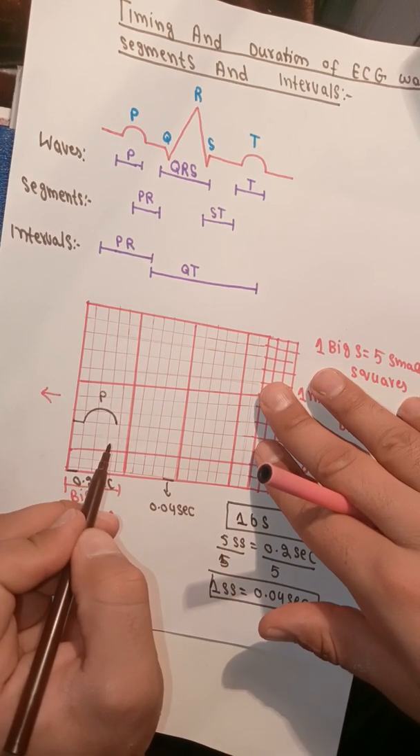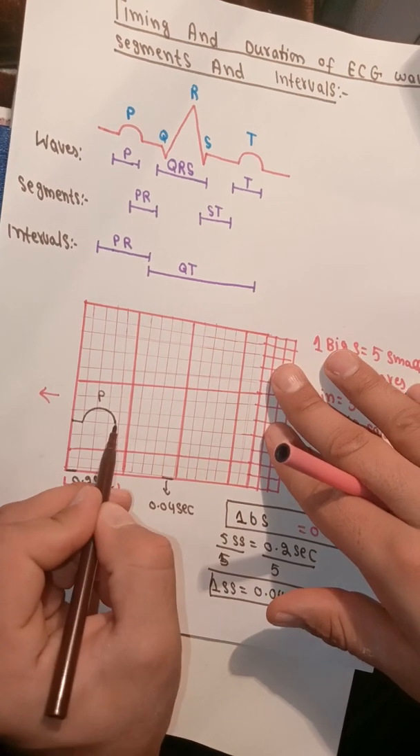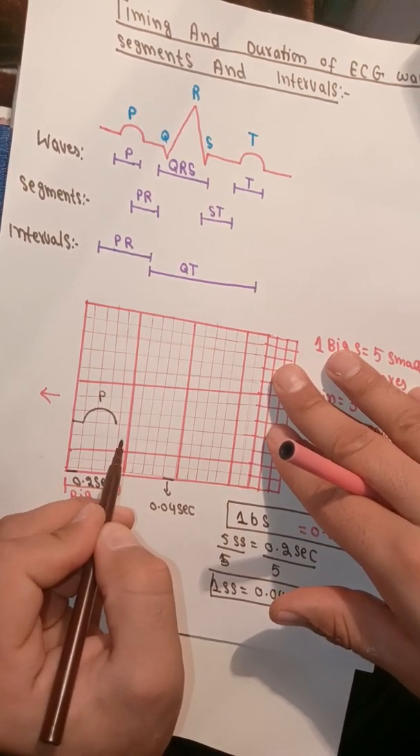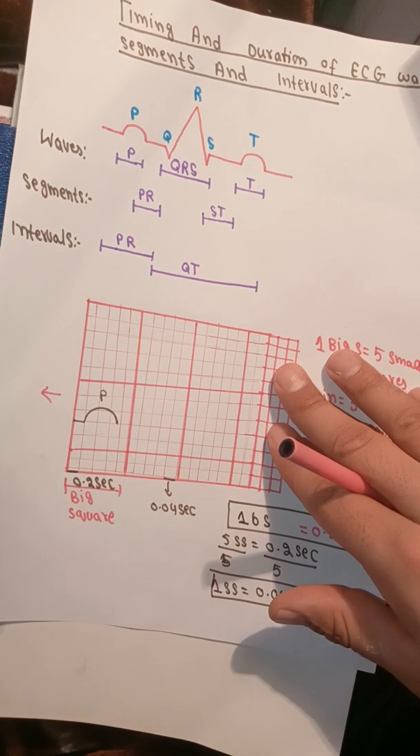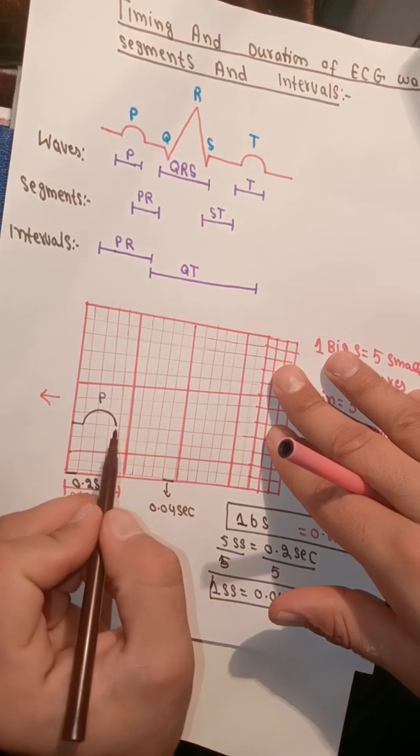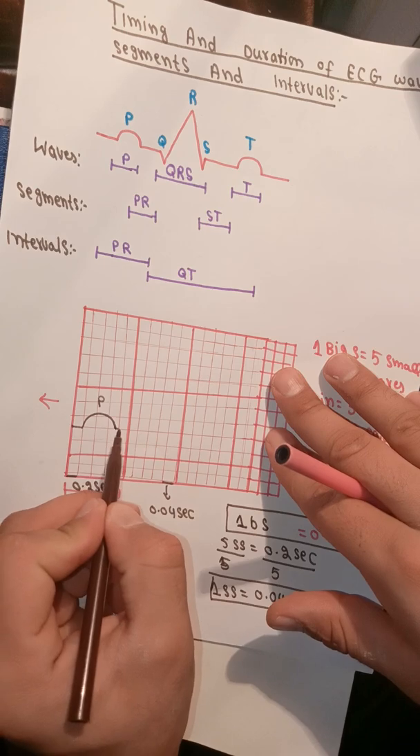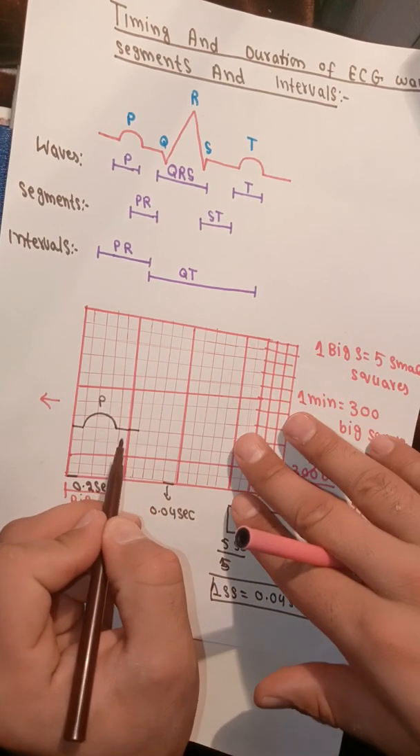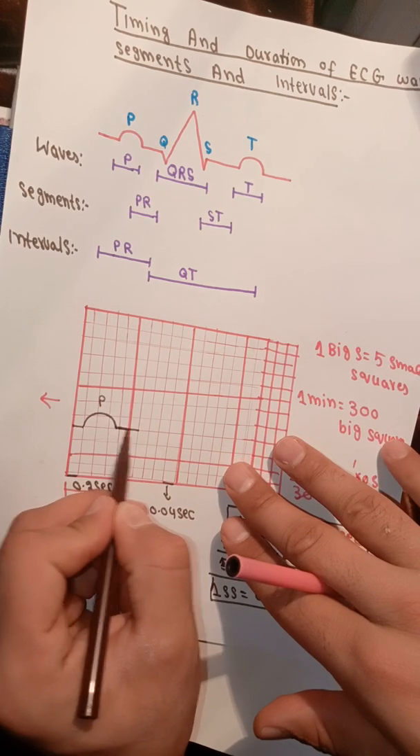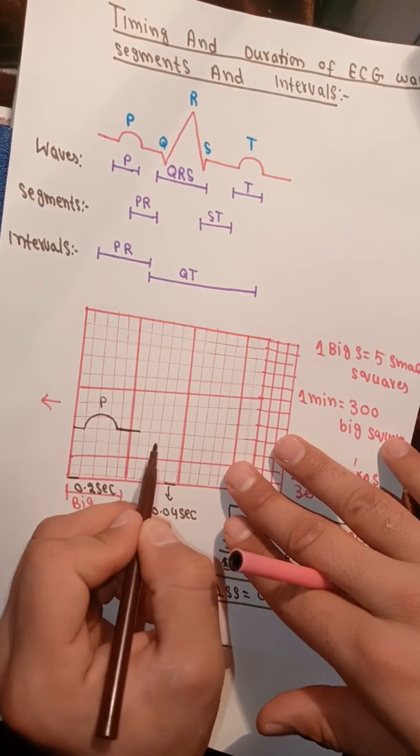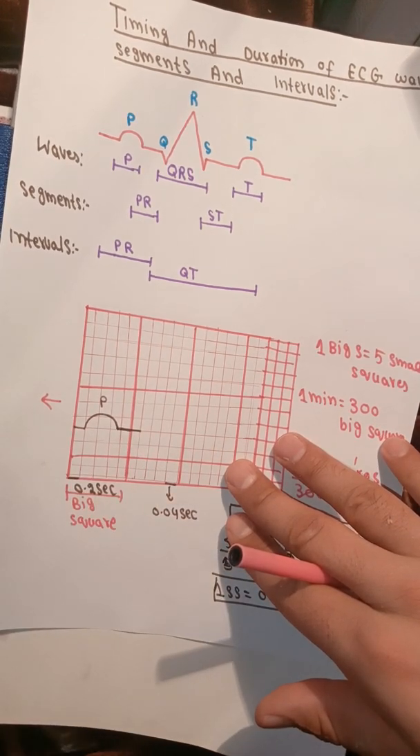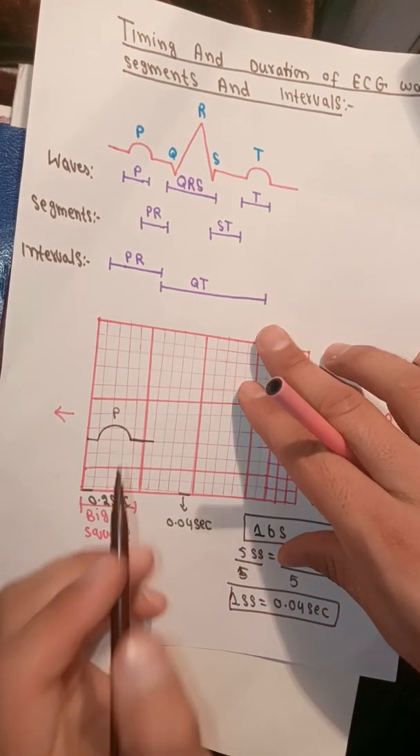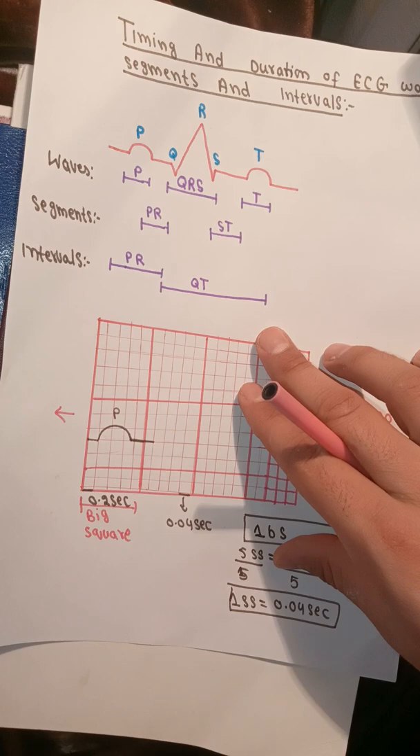Next is AV node conduction, which also takes 2.5 small squares. This is the graph for the AV bundle. Okay, after this we have the QRS complex, which is also equal to 2.5 small squares.